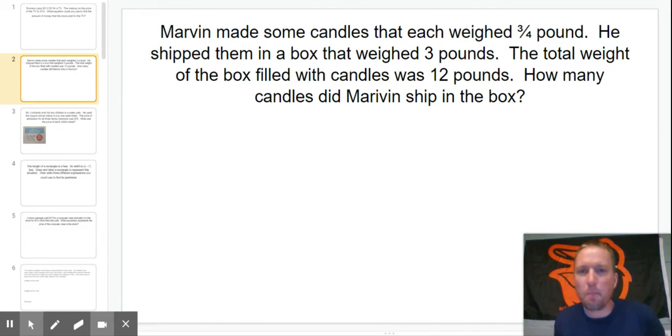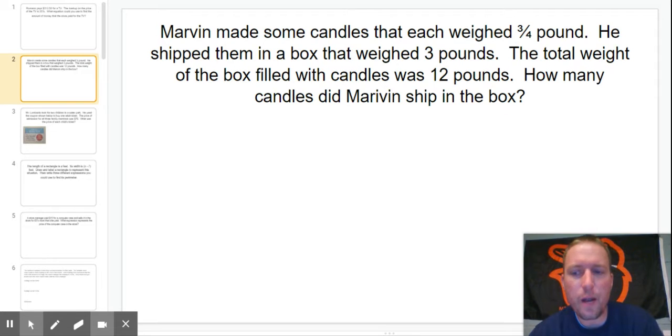Let's get to it. It says Marvin made some candles that each weighed 3/4 of a pound. He shipped them in a box that weighed 3 pounds. The total weight of the box filled with the candles was 12 pounds. How many candles did Marvin ship in the box?